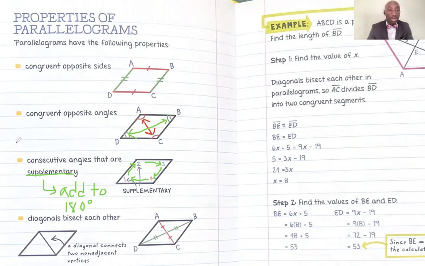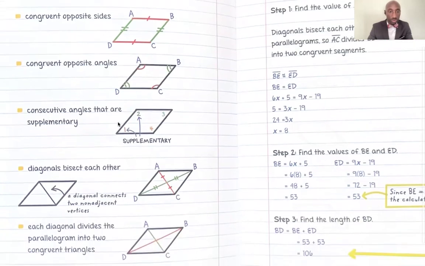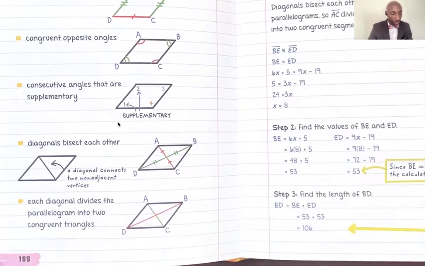Diagonals bisect each other. A diagonal connects two non-adjacent vertices. They're not next to each other, they're across from each other. So AC, BD. Now, again, bisect meaning cuts it in half.